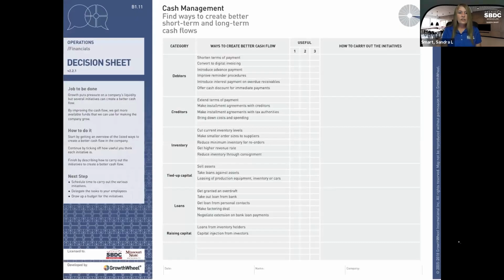In the last decision sheet that we're going to look at tonight, cash management. So how do you improve your short-term cash flow and your long-term cash flow for your business?